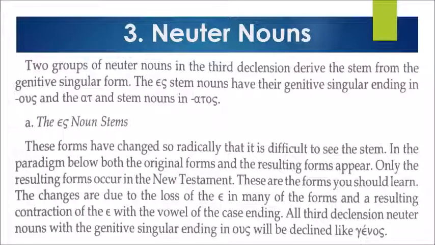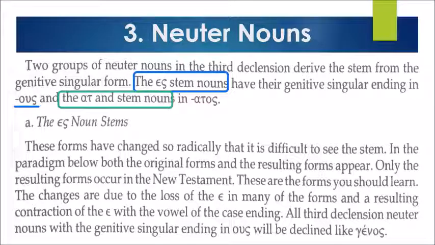Right, let's proceed to the neuter nouns. Two groups of neuter nouns in the third declension derive the stem from the genitive singular form. The epsilon sigma stem nouns have their genitive singular ending in os, and alpha tau stem nouns in atos. So that is the difference. Again, for the epsilon sigma, os, and alpha tau becomes atos.